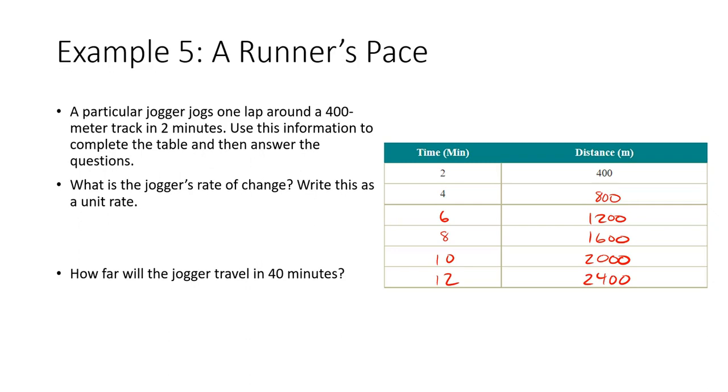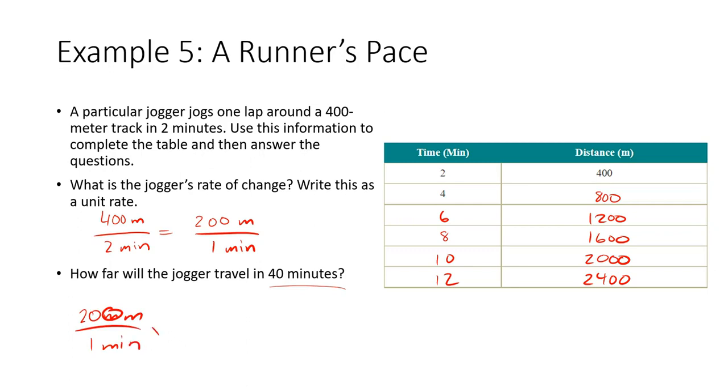What's the jogger's rate of change written as a unit rate? Well, his rate of change is 400 meters every 2 minutes. As a unit rate, that's going to be 200 meters every 1 minute. Well, if we know he can travel 200 meters in 1 minute, how far will the jogger travel in 40 minutes? 200 meters in 1 minute times 40 minutes tells us that the jogger will travel 8,000 meters.